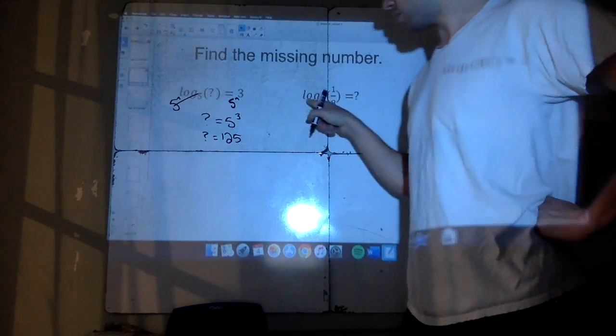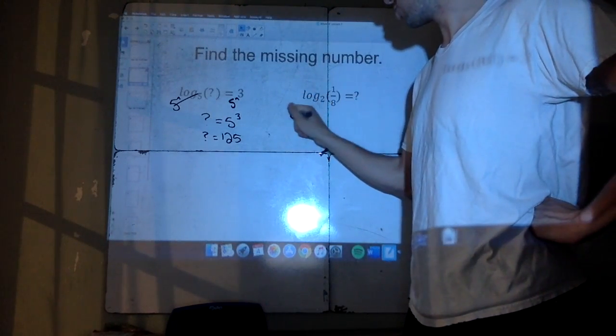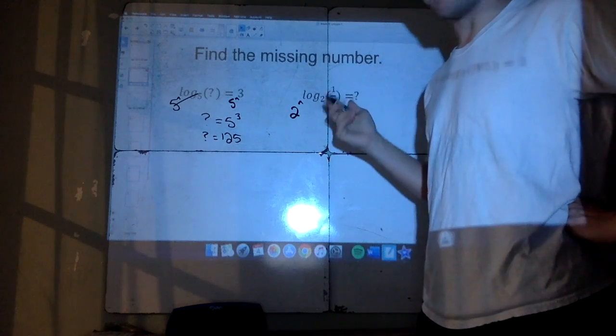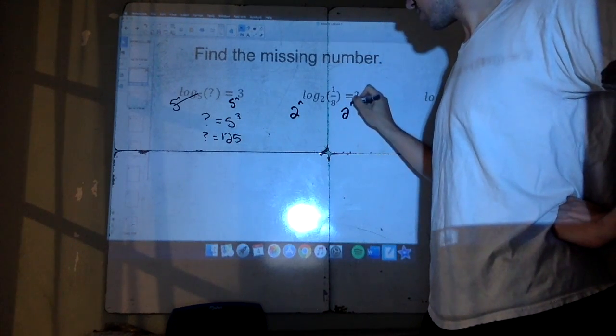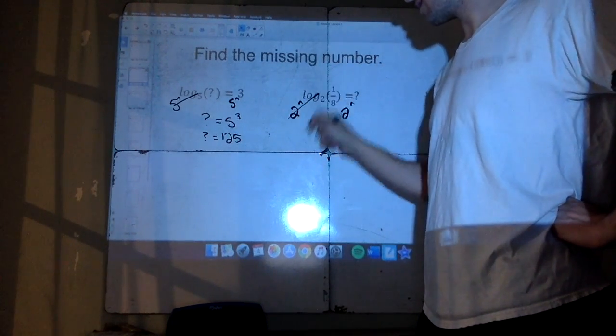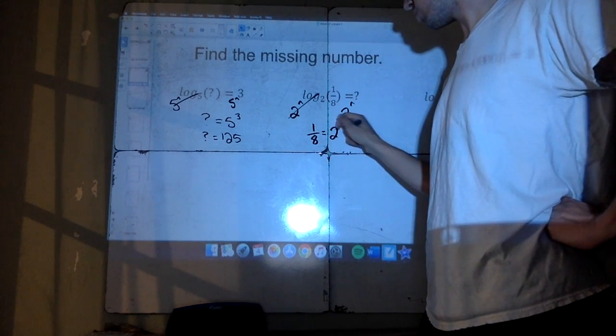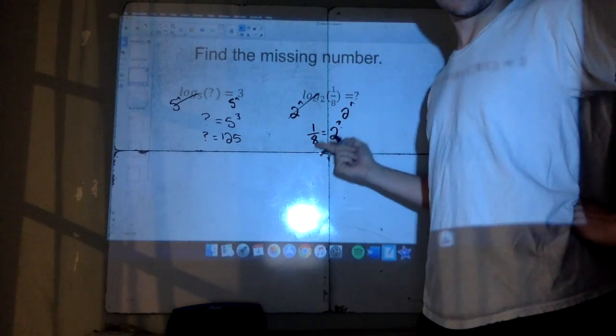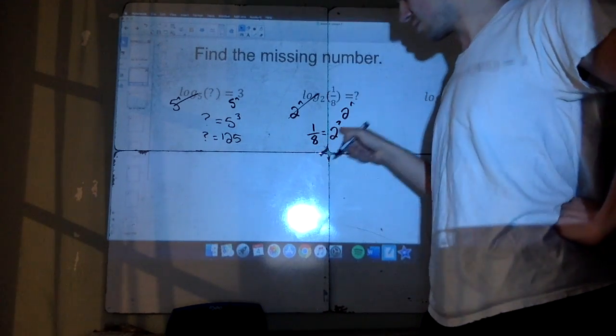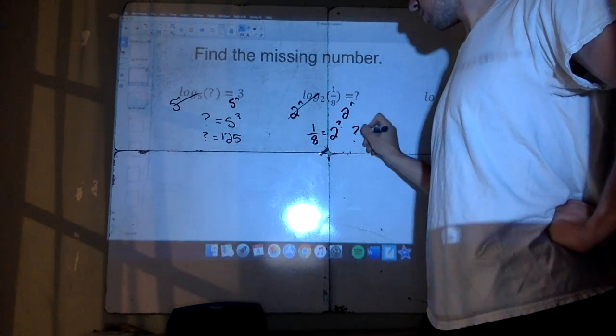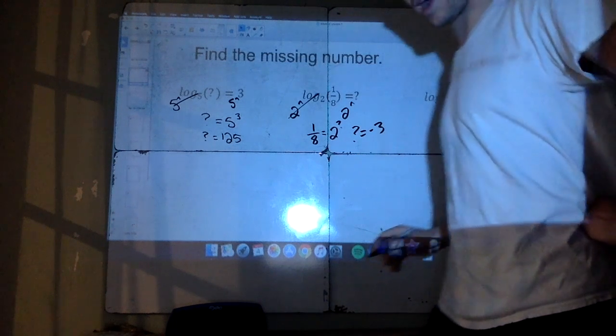To get rid of log base 2, we're going to take 2 to the power of, and we're going to do that to both sides. So these get rid of each other. 1/8 equals 2 to the what power? And 8 is 2 to the third power, so this would be 2 to the negative third power.